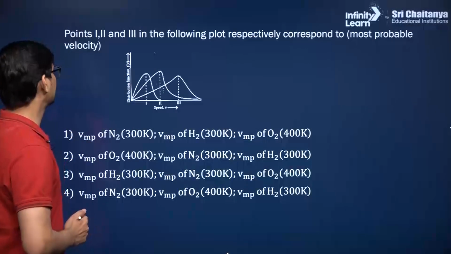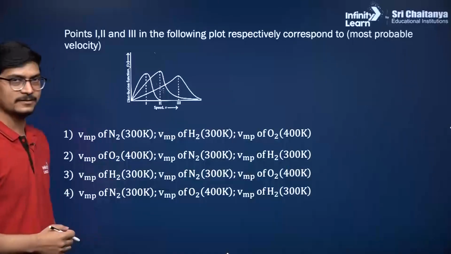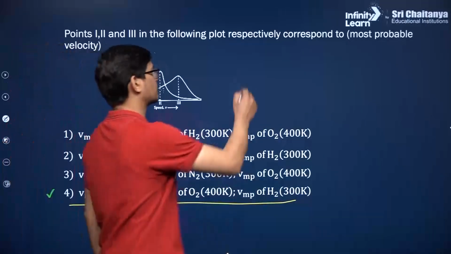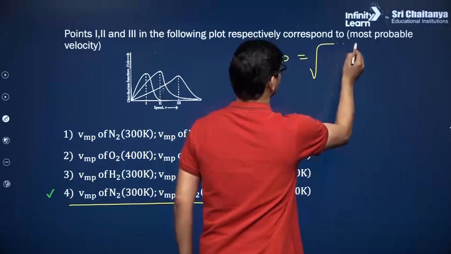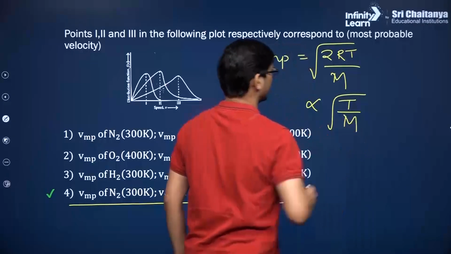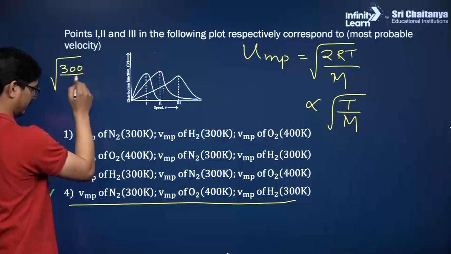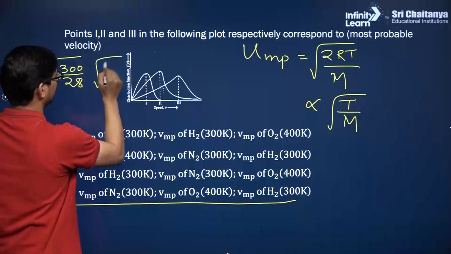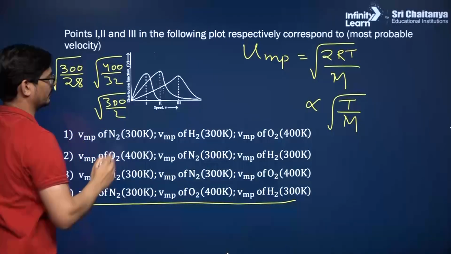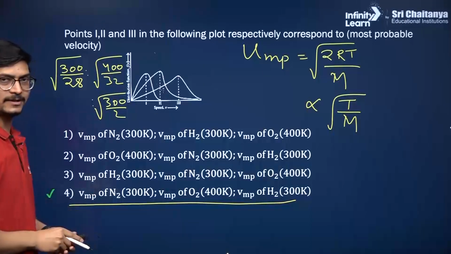The first question was, points 1, 2 and 3 in the following plot respectively correspond to the most probable speed of which of the following gases at the specified temperature. So the correct answer to this question, guys, is option 4, because we know that most probable speed is under root 2RT by M. That means it is proportional to under root of temperature and molar mass, right? So for nitrogen, this ratio will be 300 by 28. For oxygen, it will be 400 by 32. And for hydrogen, it is 300 divided by 2, right? The ratio. So you can see that this is minimum, then this is more, and this is higher. So this is the correct answer.